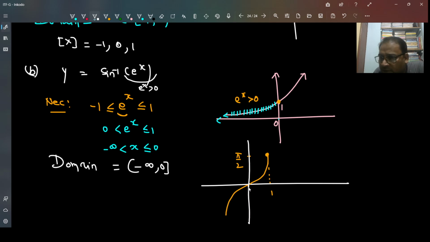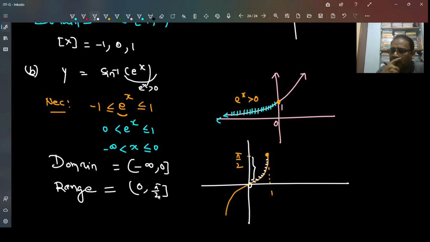So that means starting from here. Now at the point 0, it is 0. So we want the output from 0 to 1. When we give input as a 0 to 1 value, the output will be here, and for this value, we have this part as the output. Therefore, the range of this function is 0 excluded and pi by 2 included. I hope this part is clear to everyone.